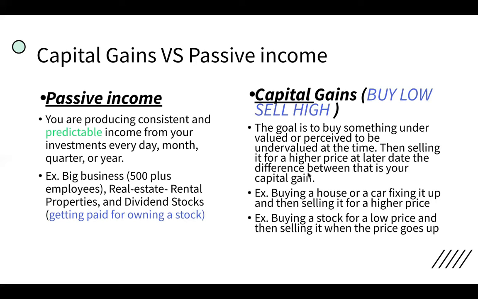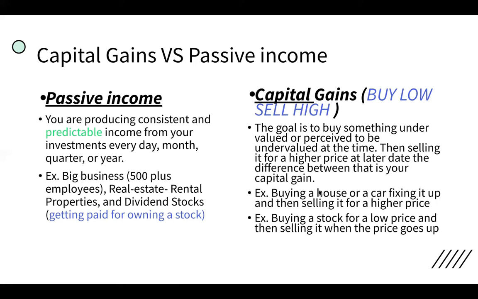So some examples are buying a house or a car, fixing it up, and then selling it for a higher price. Let's just say you bought a car for like $1,000. It took you $500 to fix the car, and then you sold the car for $3,000. So your initial investment was $1,000 to buy the car plus the $500 to fix the car. So 3,000 minus 1,500, you made a $1,500 capital gain.